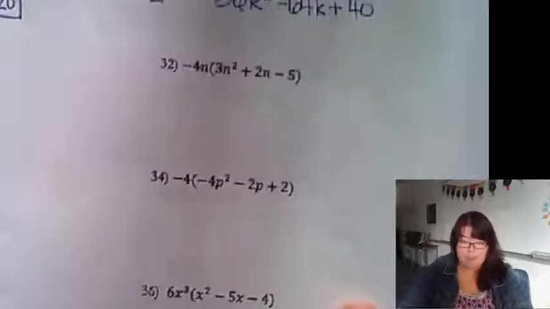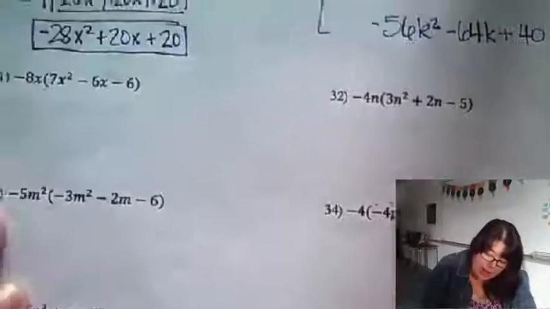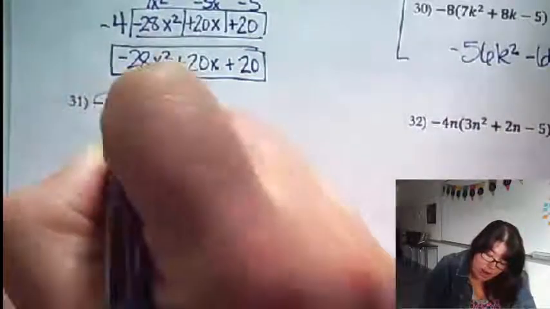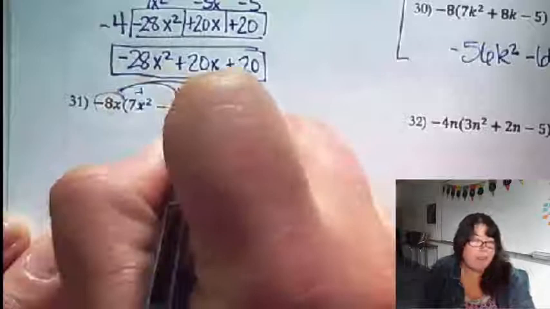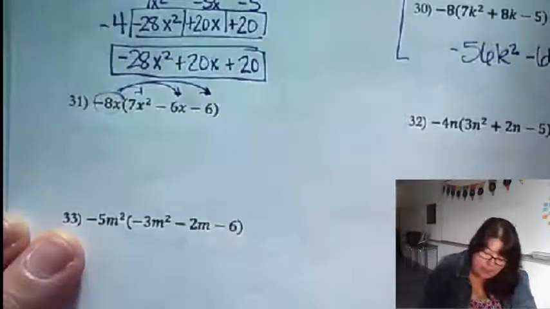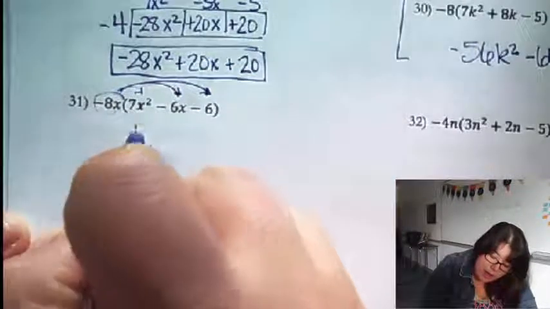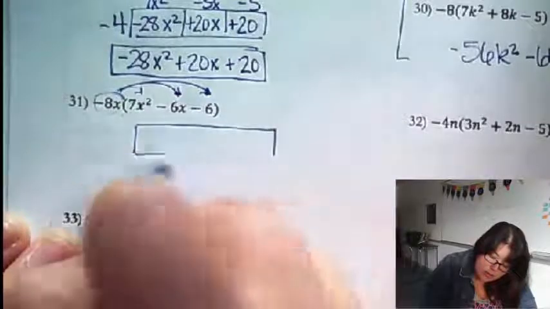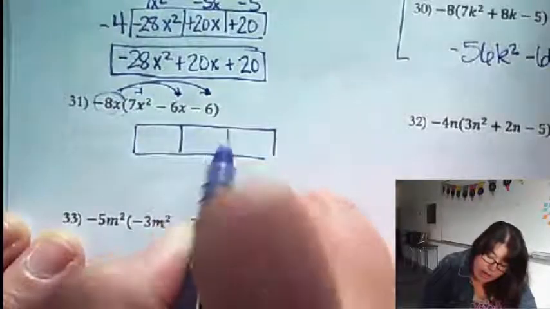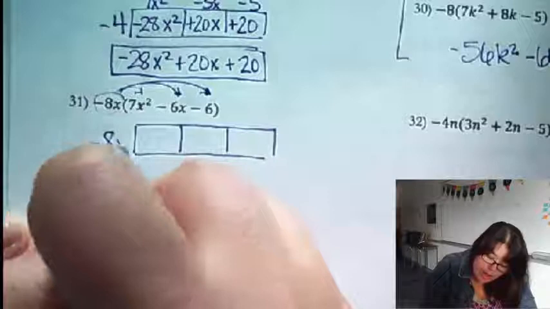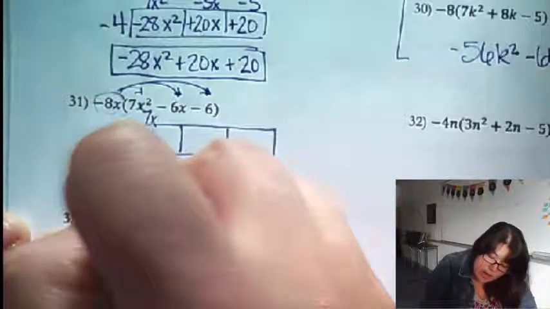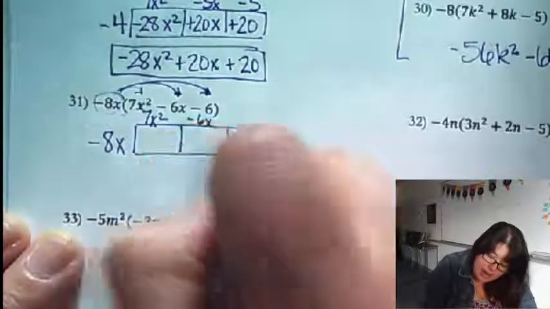Take a look at 31. I have this monomial out here. I'm going to distribute. Not a problem. That's what we've been doing the whole time. 1 by 3 is my box. Yoink, yoink. And I'm going to put my terms all the way around the outside. 7x squared, negative 6x, negative 6.